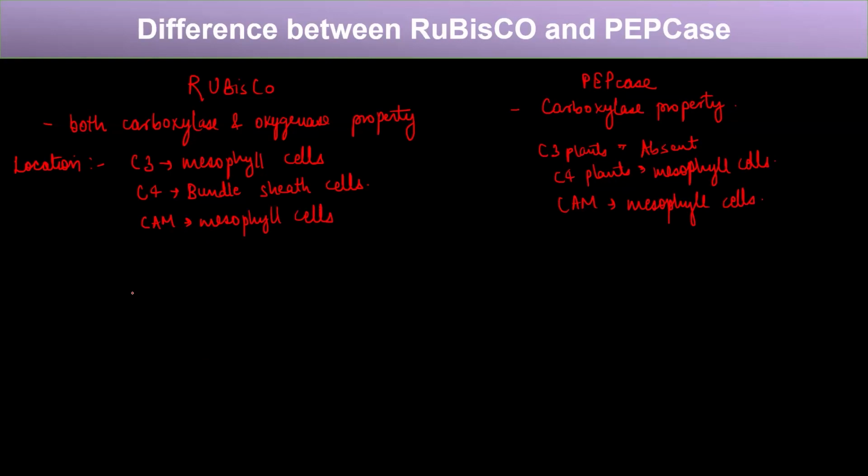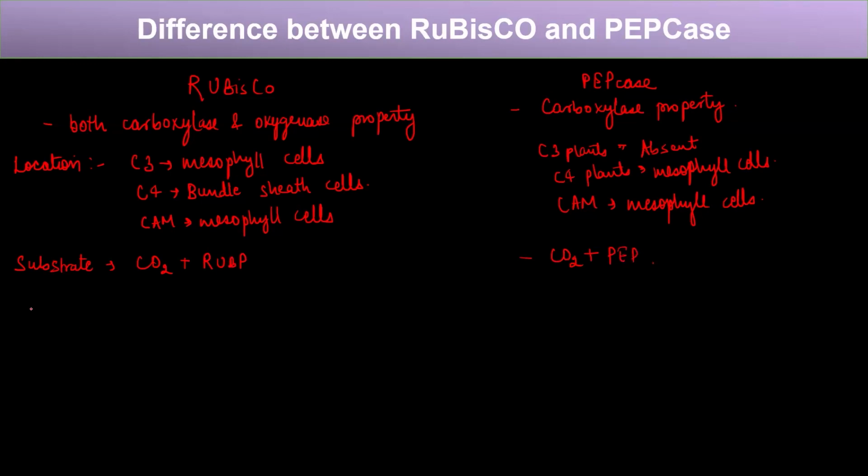Now the next is substrate. Apart from carbon dioxide, we have RuBP as the substrate for Rubisco. While in the case of PEPcase, the substrate is carbon dioxide plus PEP, that is phosphoenol pyruvate.